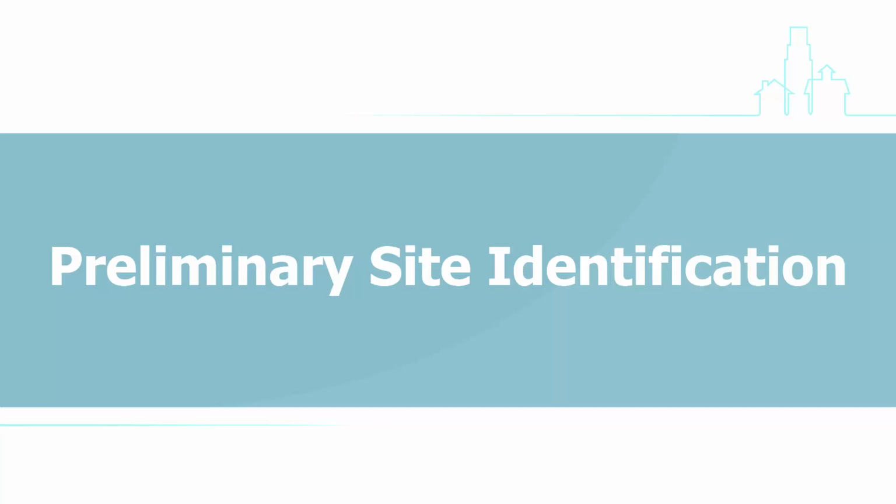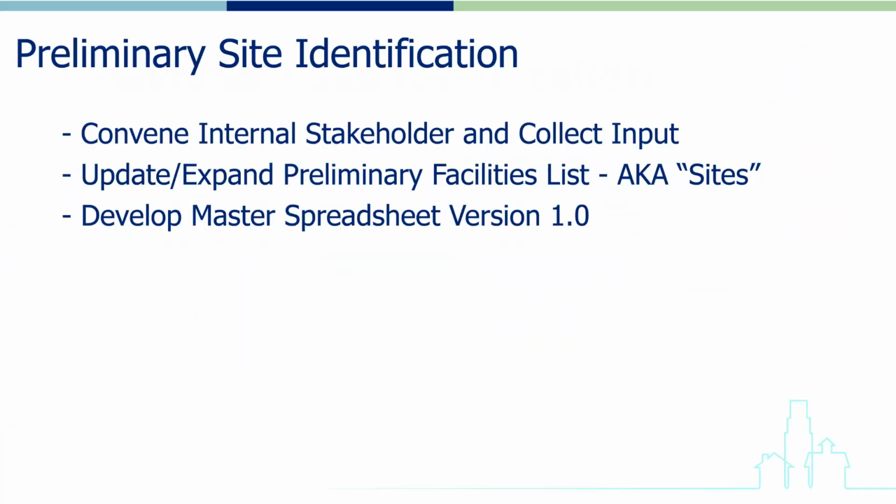It should be noted that in most microgrid development projects, the various facilities and other infrastructure that are connected to the microgrid are collectively referred to as sites, indicating that they are either buildings or other infrastructure that connect to the microgrid, or locations where power is generated and supplied to the microgrid, or in many instances both. The preliminary site identification phase includes 3 key steps: convene internal stakeholders and collect input, update and expand the preliminary facilities list, also called the sites list, and develop a master spreadsheet version 1.0. Let's take a look at each of these steps in a bit more detail.